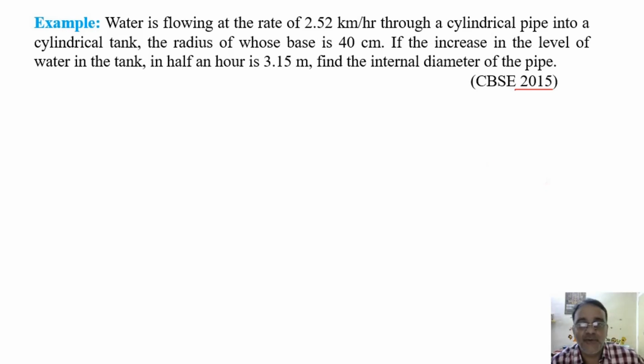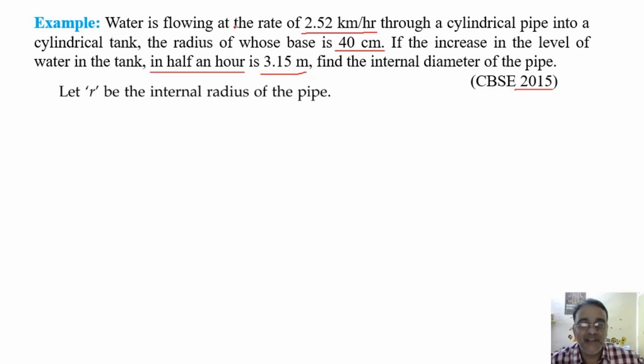So water is flowing at the rate of 2.52 kilometer per hour through a cylindrical pipe into a cylindrical tank, the radius of whose base is 40 centimeter. If the increase in the level of water in the tank in half an hour is 3.15 meter, find the internal diameter of the pipe. So now this is a slightly different question from the rest. Here we will find the radius first. First we will find the radius, then we will find the internal diameter.